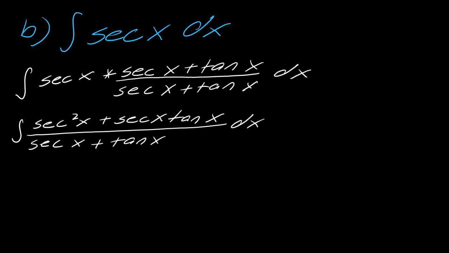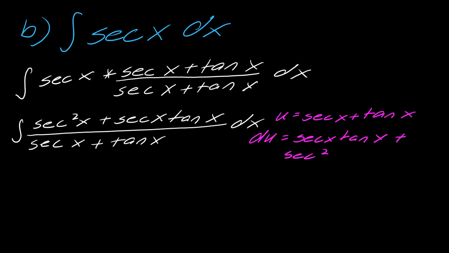And now we can go ahead and set our u. So my u now will be the denominator, so it'll be secant x plus tangent x. And then my du, so the derivative of secant x is secant x tangent x, and then the derivative of tangent is secant squared x. And so check that out. That is the entire top part of this, the whole numerator of this, right?